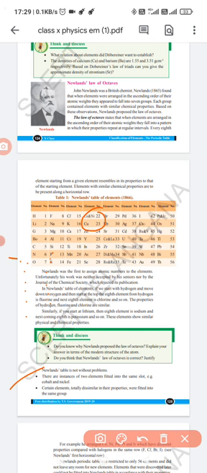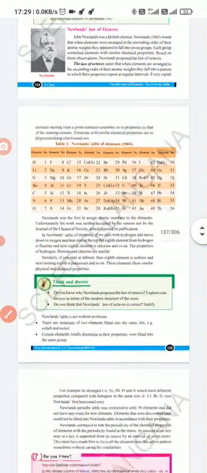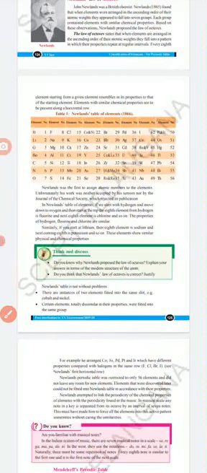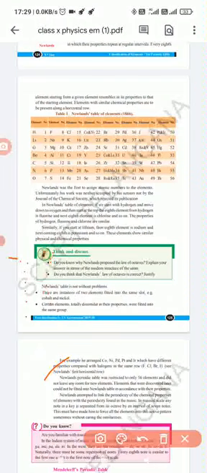Second drawback: certain elements totally dissimilar in properties were fitted into the same group. Here certain elements without similar physical and chemical properties are fitted into the same group. For example, you can see the example here. He arranged cobalt, nickel, lead, platinum, and uranium, which is Ir.